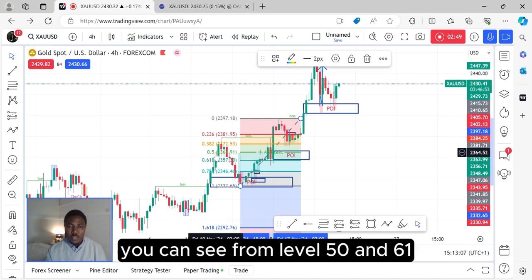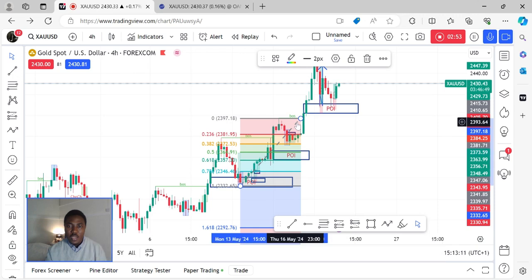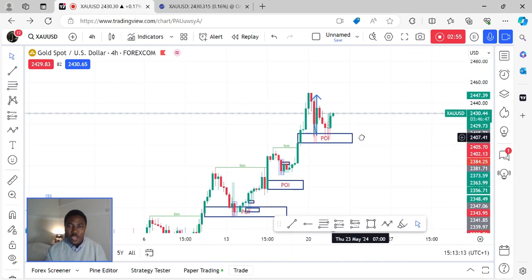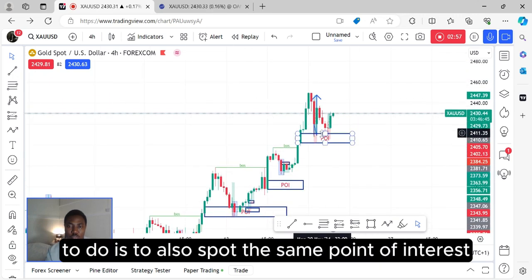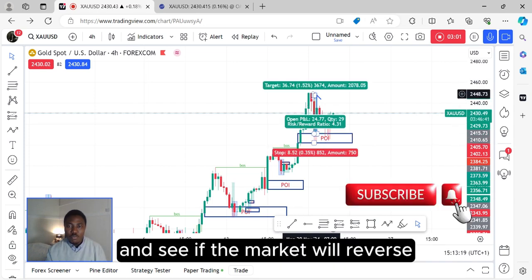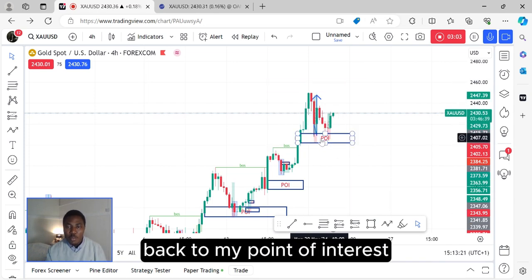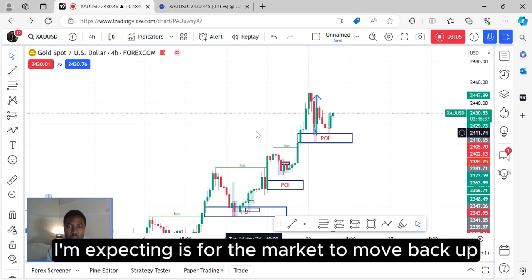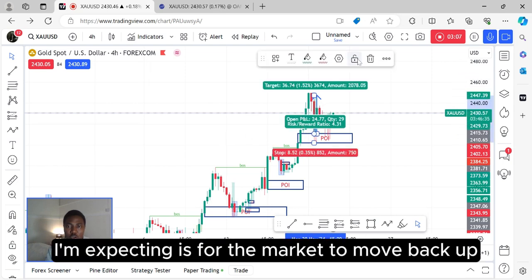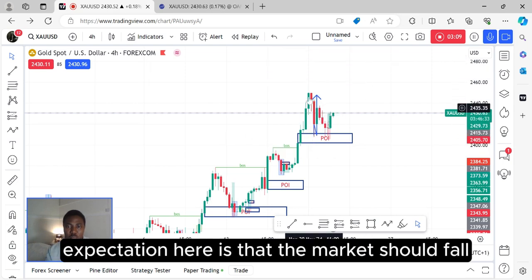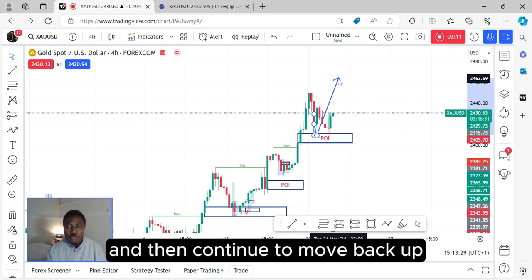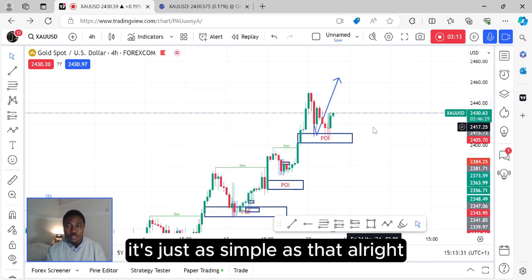Okay, you can see from level 50 and 61 the market continues to move up again and then break the previous high. Now all I have to do is to also spot the same point of interest and see if the market will reverse back to my point of interest, and what I'm expecting is for the market to move back up. So the expectation here is that the market should fall and then continue to move back up. It's just as simple as that.